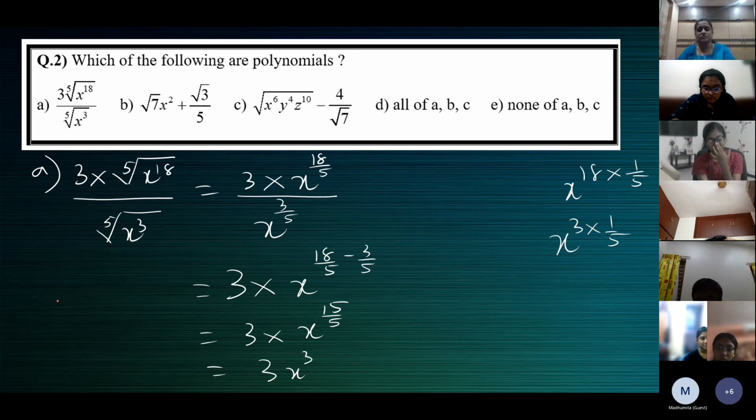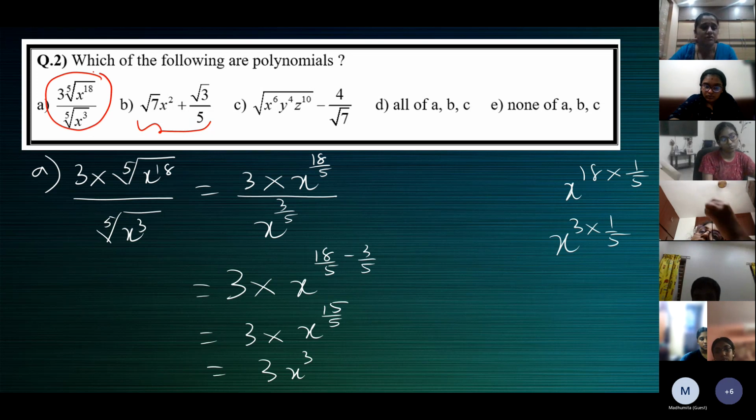Is it fine with all of us? Yes, ma'am. So here simplification is not possible. You cannot simplify anything here. So we straight away look at the powers of the variables involved. In A, simplification is possible, so we simplify and then we conclude. In B we can't simplify, so straight away take away this, take away this. This is the variable, the power is a whole number. It's a polynomial.